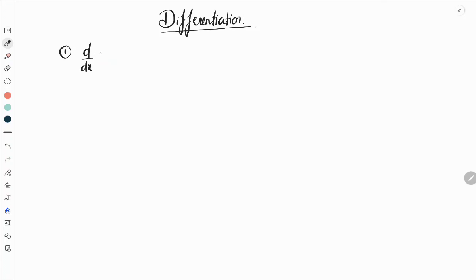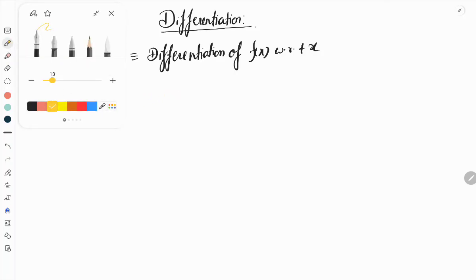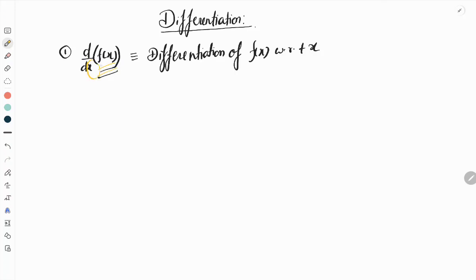If I am writing dy/dx of, let's say, f(x), it is read as dy/dx of f(x). Its meaning is differentiation of f(x) with respect to x. Differentiation of f(x) with respect to x. Okay, this is the meaning. I hope this is clear.